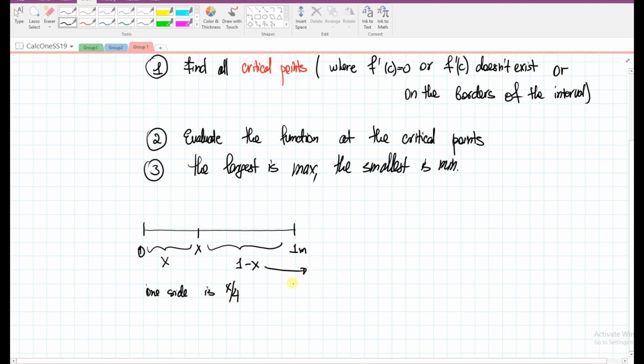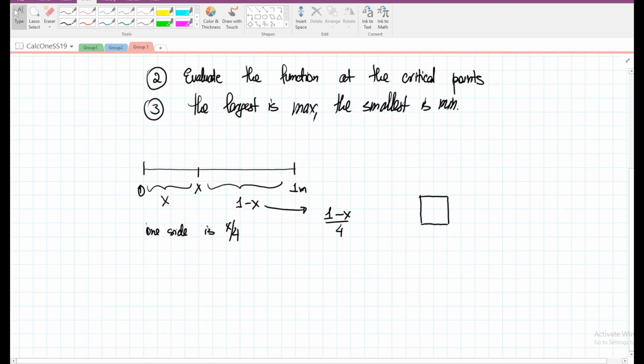And for this part, one side of the square should be equal to (1 minus x) over 4, right? So the square is the rectangle where all the sides are equal, right? So for the left-hand side part, this will be x over 4, x over 4, x over 4, right? Because the sum should be equal to x. And for the right-hand side, it will be (1 minus x) over 4 for each side, right? Okay. The problem was like this. So where we need to cut this rope so that the sum of the areas of both of the squares will be maximum, right?